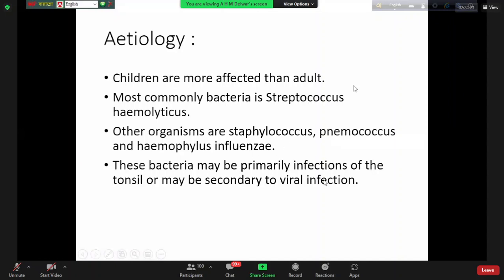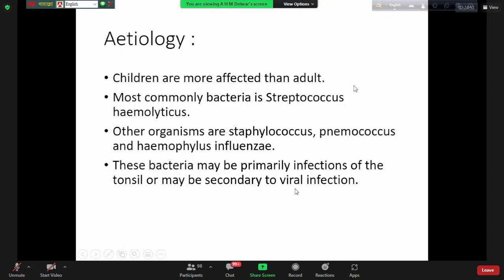This bacteria may be a primary infection of the tonsil or maybe secondary to viral infection. There are so many viral infections. Now there is SARS COVID-19, you know, the pandemic of the world. This viral infection causes sore throat, cough, and other things. So it may be secondary to viral infection.